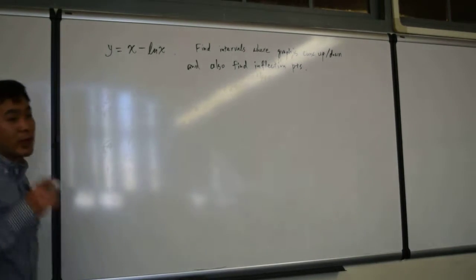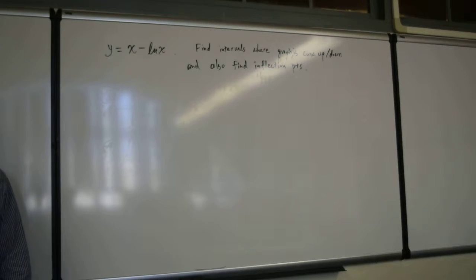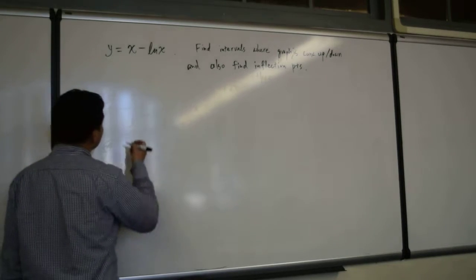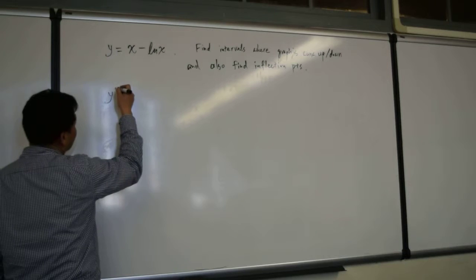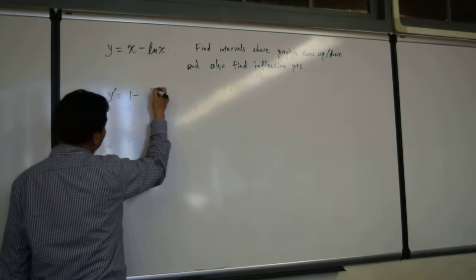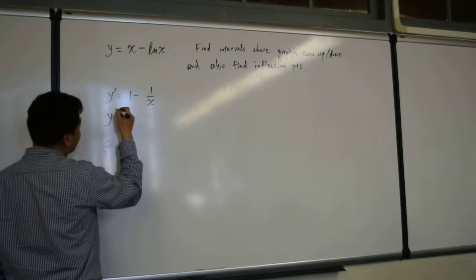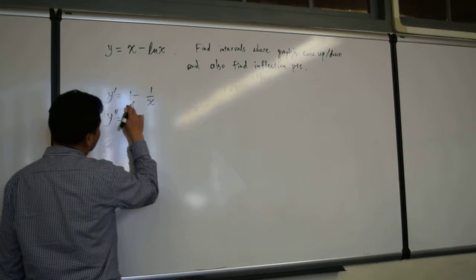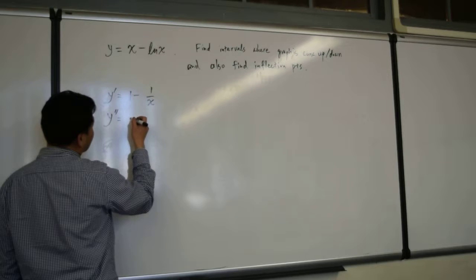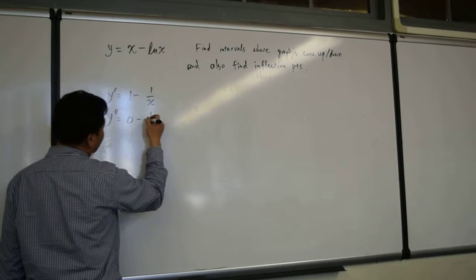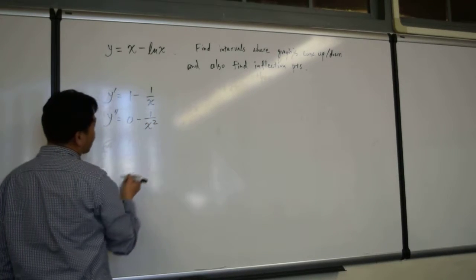Alright, concave up or down, what does it have to do with? The second derivative, so we have to differentiate twice. If you differentiate once, it's 1 minus 1 over x. If you differentiate again, it's 0 minus 1 over x squared.